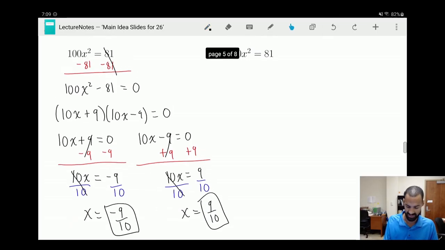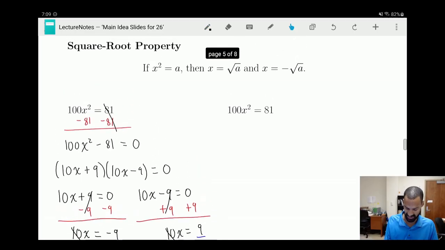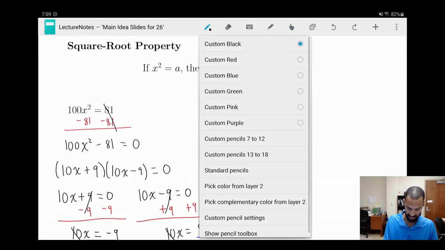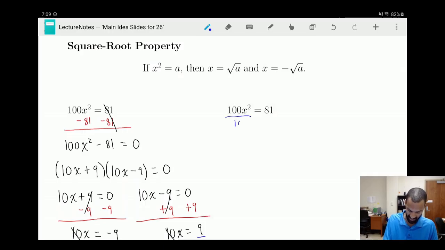Okay, let's use the square root property to solve the same equation. So 100x squared is equal to 81. In order to use the square root property, I need to actually have x squared by itself. So this is one of the only cases where I'm going to get rid of the number attached to the x squared. So 100 divided by 100 cancels out. X squared equals 81 over 100.